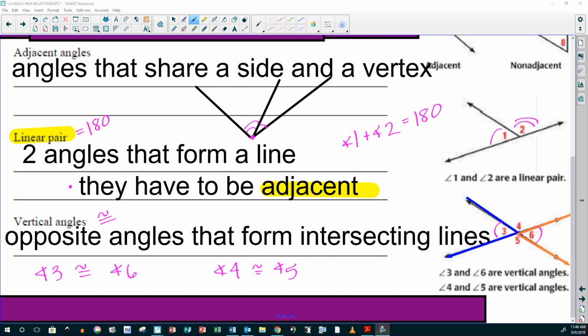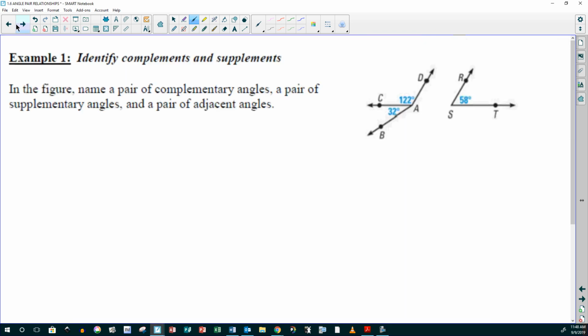So here we go. All right, so now let's take these terms and do some basic math stuff with it. So identify the complement and the supplement. So remember, complementary means 90, supplementary means 180. In the figure, name a pair. Pair means two. So name a pair of complementary angles. So two angles that would add up to 90.